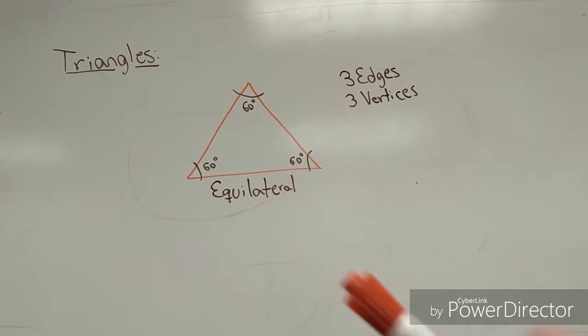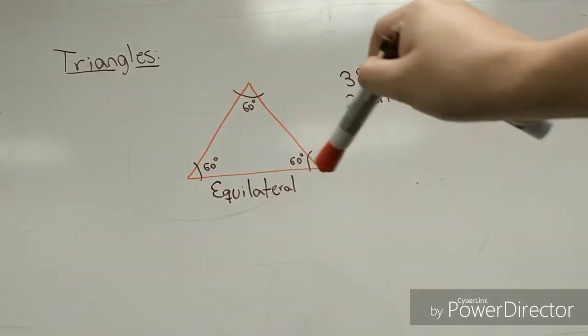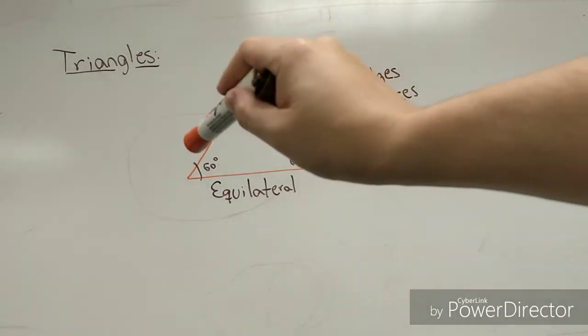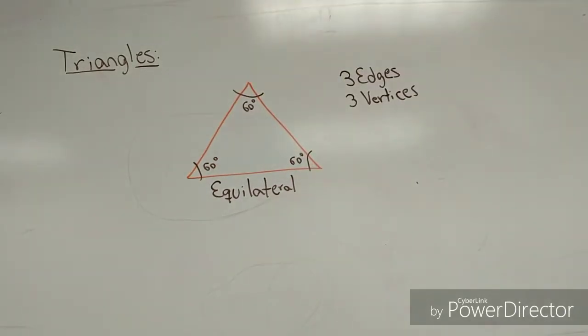The most important feature about the equilateral triangle is that every side has the same length and each angle of the triangle has the same value, which is 60 degrees.